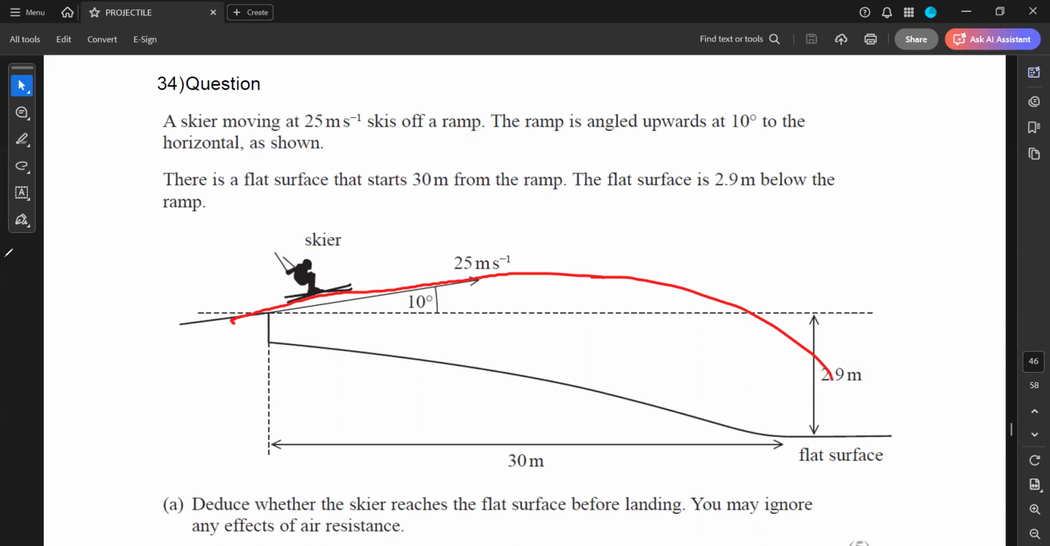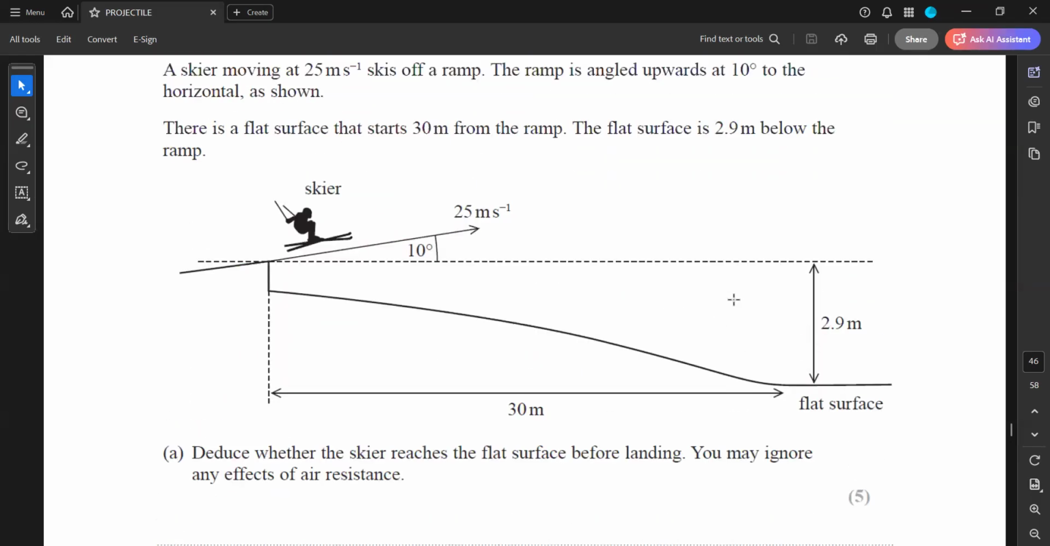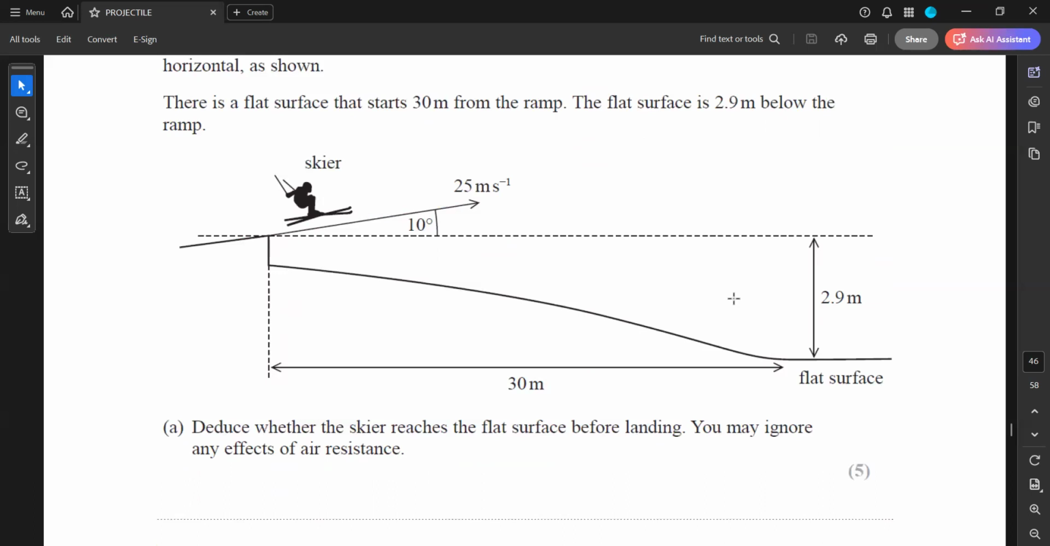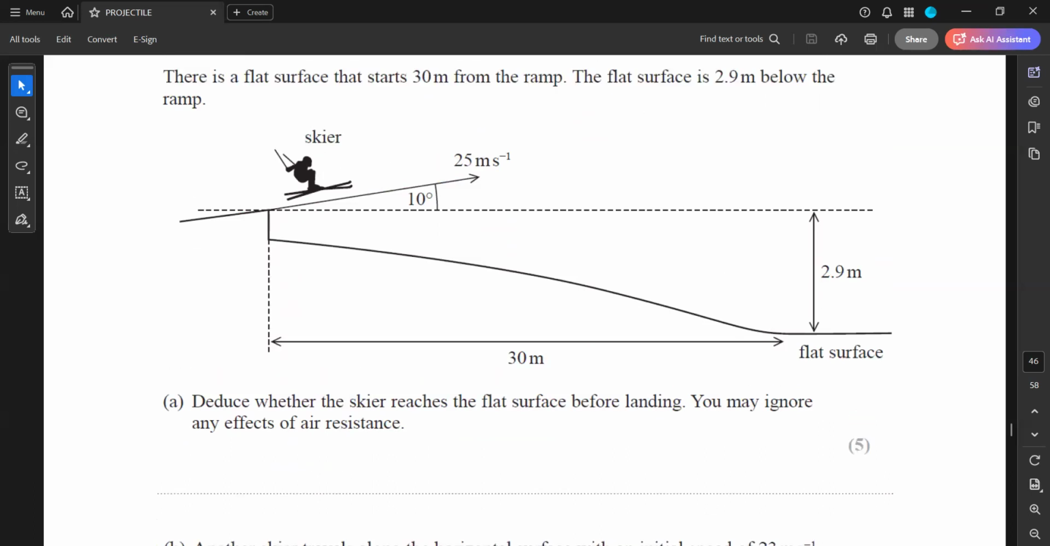Question 34: a skier moving at 25 meters per second skis off a ramp. The ramp is angled upwards at 10 degrees to the horizontal, as shown. There's a flat surface that starts 30 meters from the ramp. The flat surface is 2.9 meters below the ramp. Deduce whether the skier reached the flat surface before landing. You may ignore any effect of air resistance, because whenever we solve a projectile question, we always ignore air resistance opposing the motion.